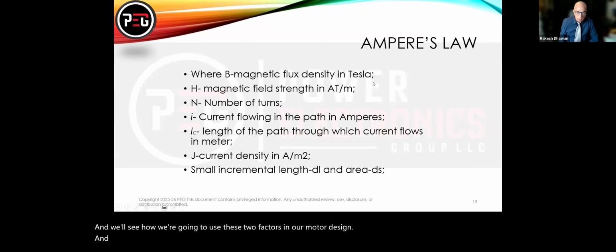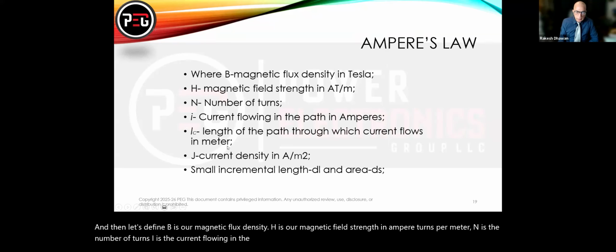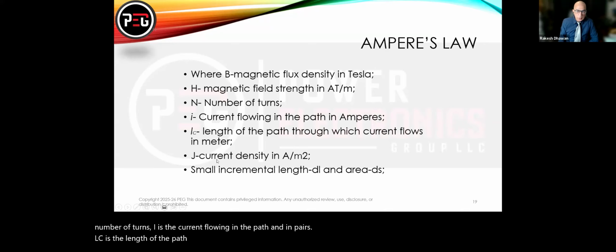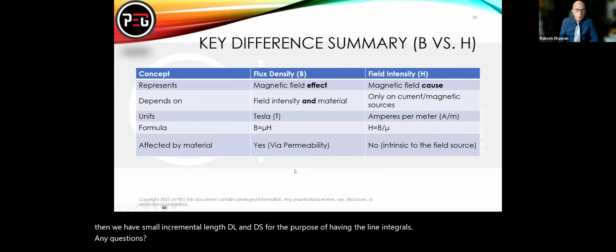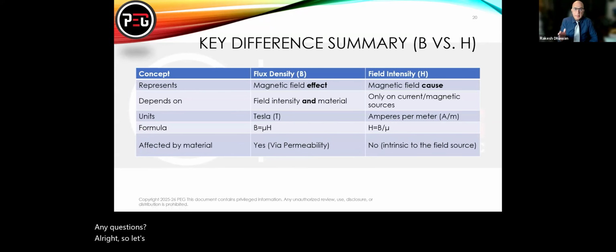Then let's define: B is our magnetic flux density. H is our magnetic field strength in ampere turns per meter. N is the number of turns. I is the current flowing in the path in amperes. LC is the length of the path through which current flows, in meters. J is the current density in amperes per meter squared. And then we have small incremental lengths dl and ds for the purpose of the line integrals. Any questions?